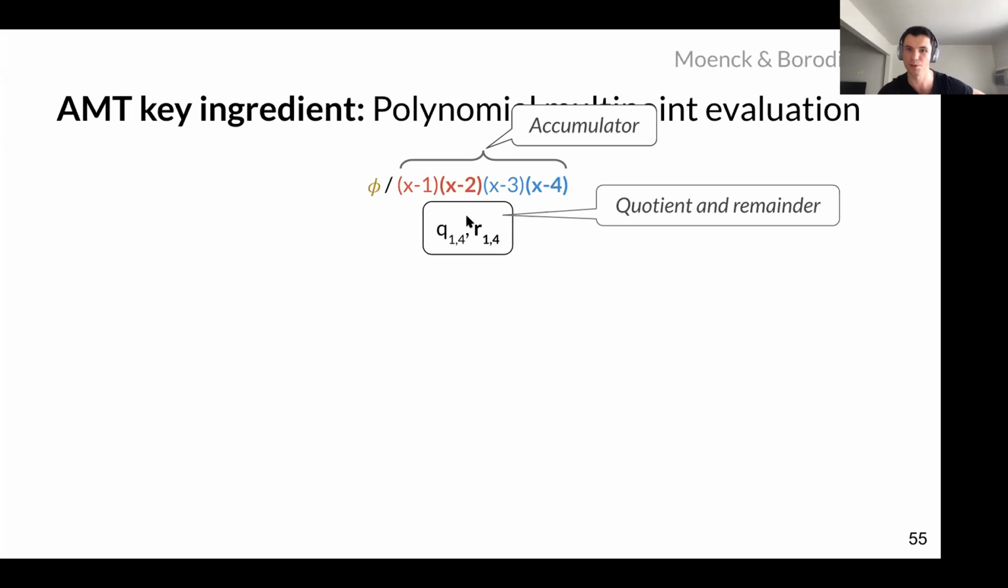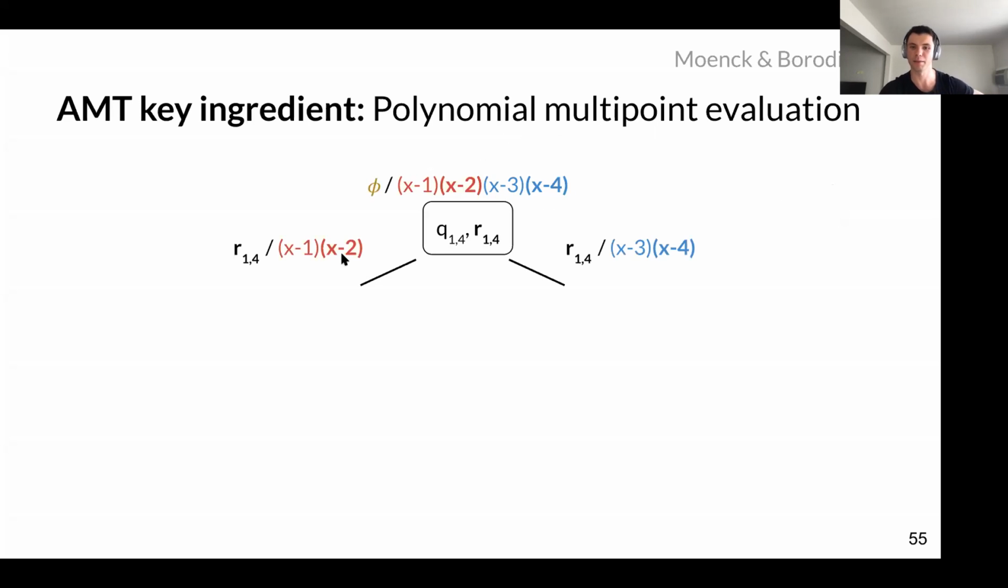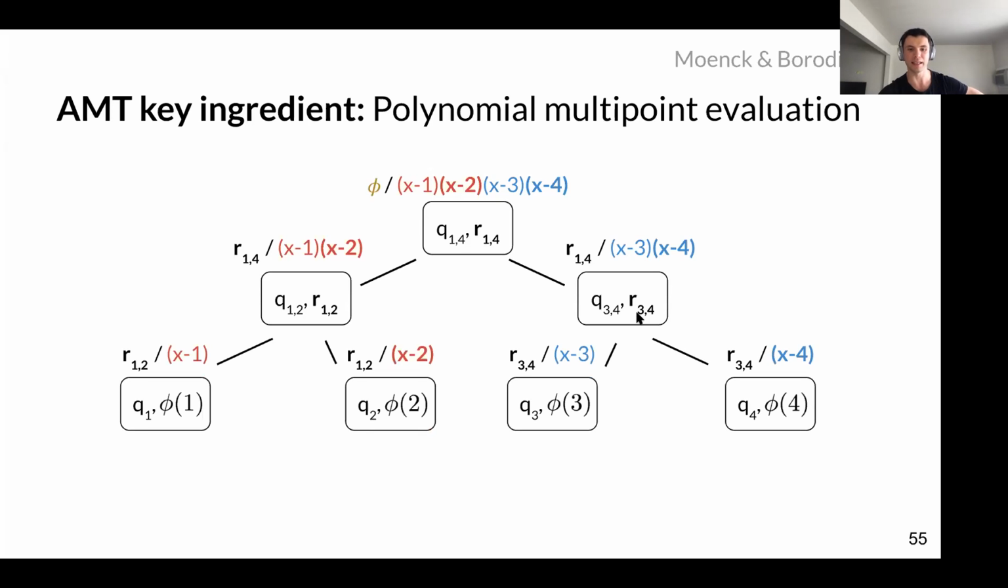I take the left half of the accumulator and I divide R14 by it. And I take the right half and I divide R14 by it. And now I get R14 divided by this, R14 divided by that. I get new quotient, new remainder, new quotient, new remainder. And then I repeat recursively with this accumulator and this remainder, this accumulator and this remainder. And in the leaves, actually what I get are the evaluations themselves.